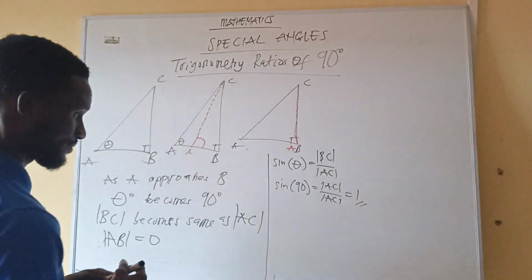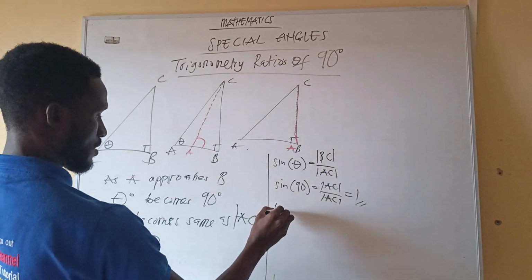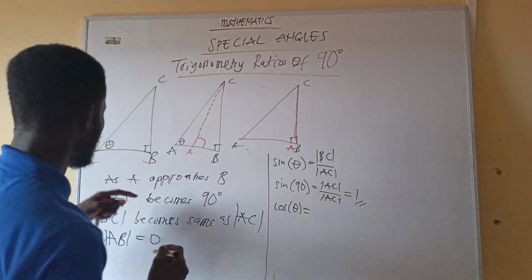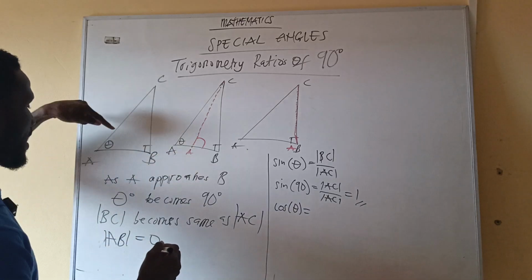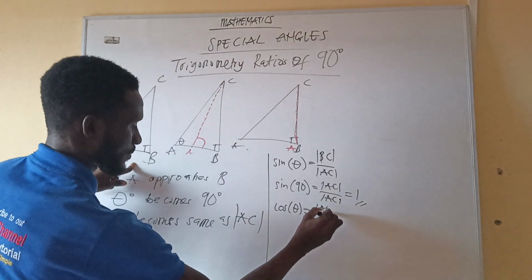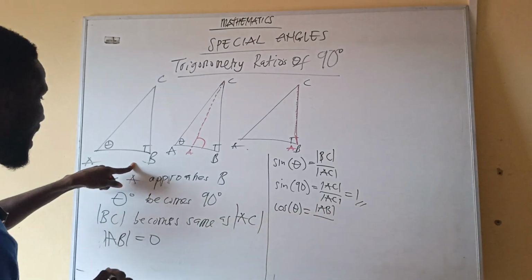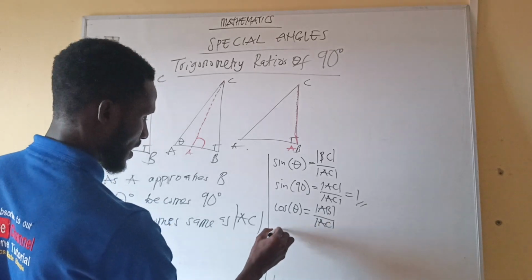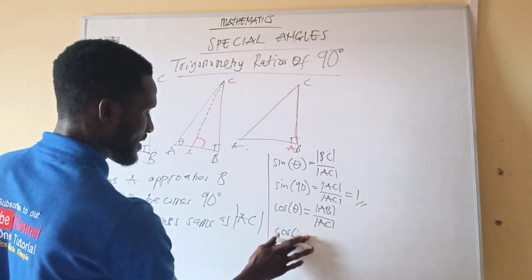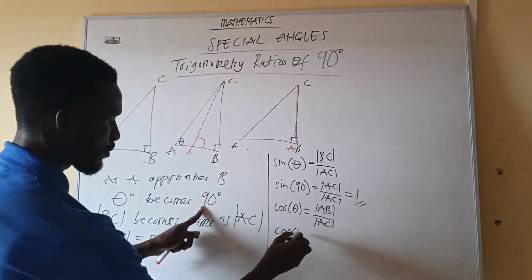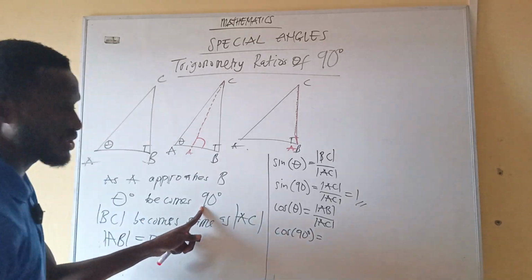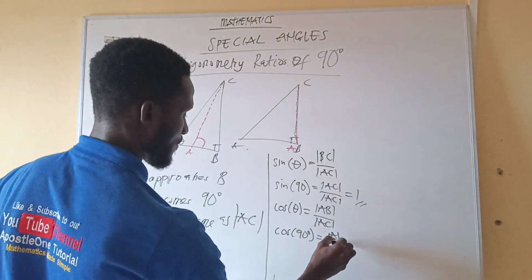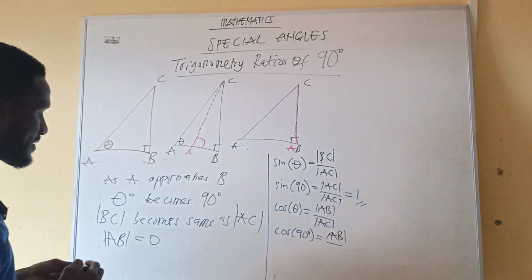Now let's look at this one. Cos theta. Now what is cos theta? Cos is adjacent AB over hypotenuse AC. Now, as theta approaches 90 degrees, what is going to happen here? We're still going to have our AB divided by AC.